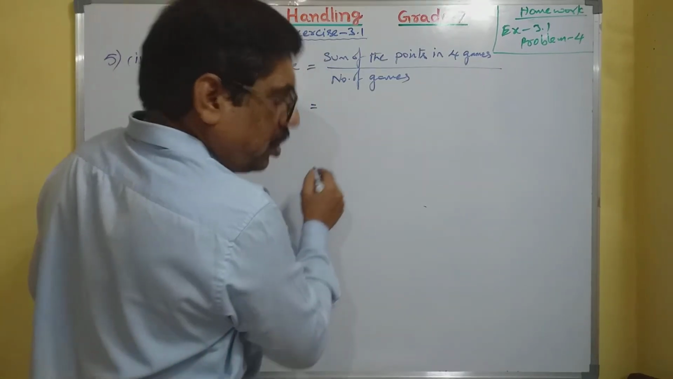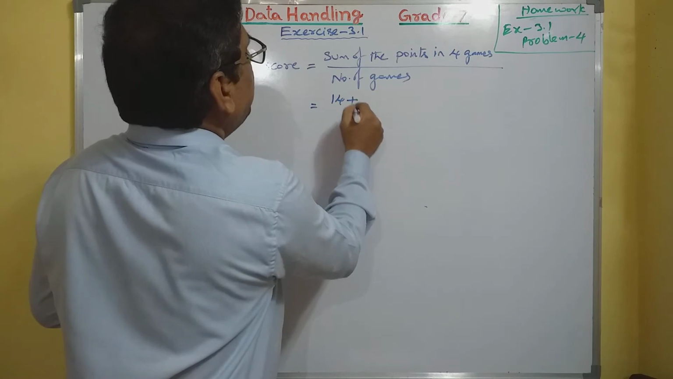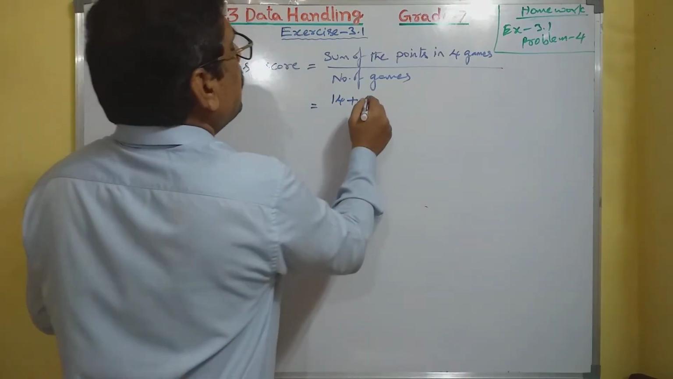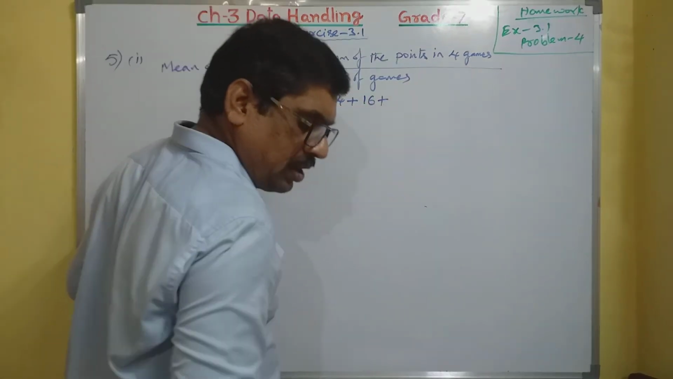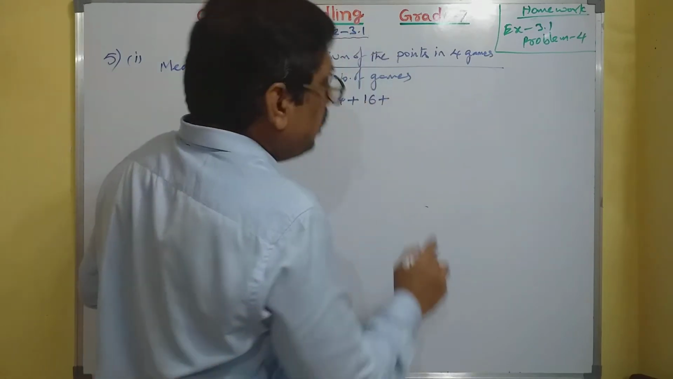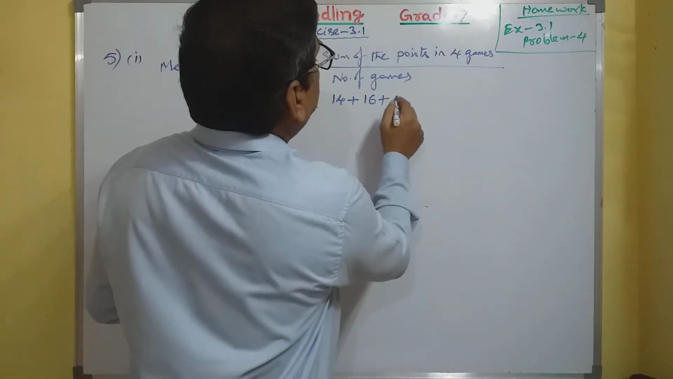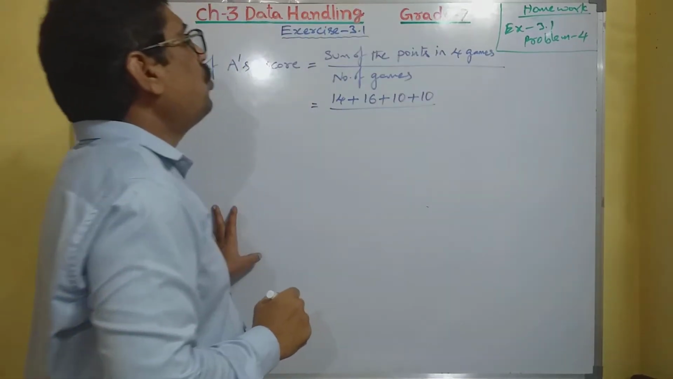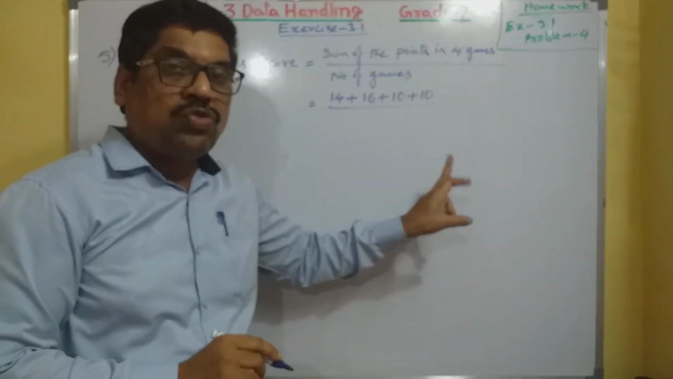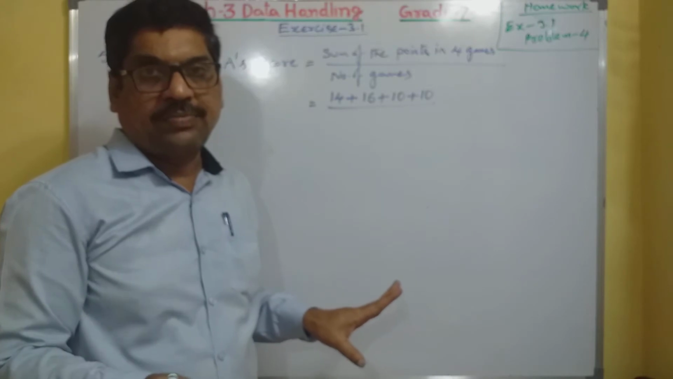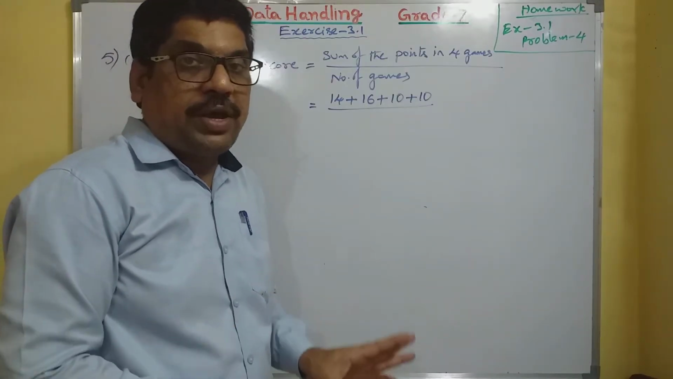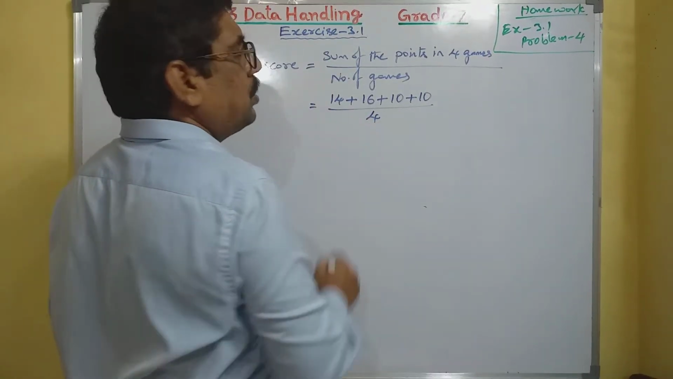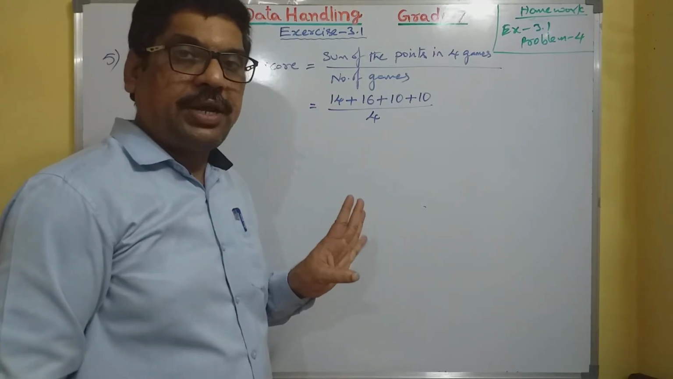The number of points he got in the first game is 14, and in the second game he got 16 points, and in the third game he got 10 points, and in the fourth game he got 10 points. So these are the scores in 4 different games. So the total number of games is 4. Game 1, game 2, game 3, game 4.